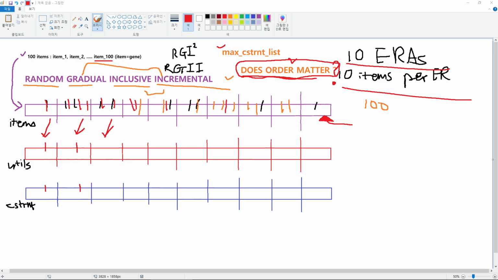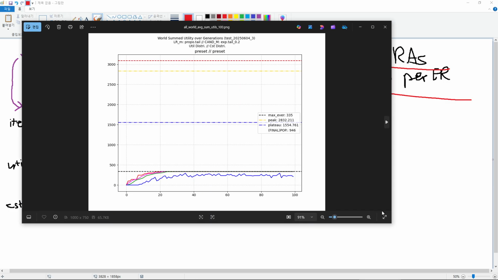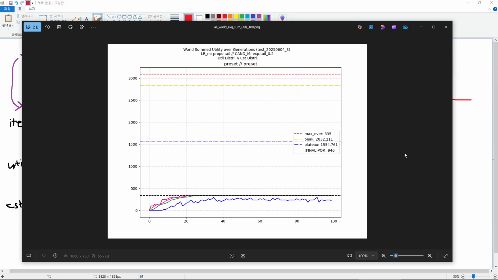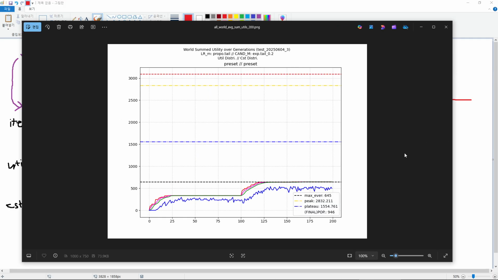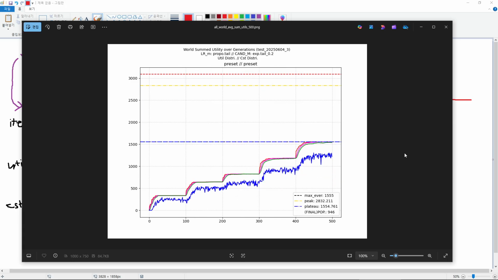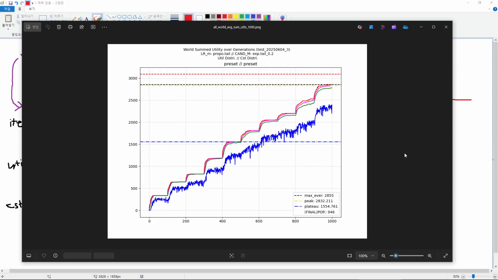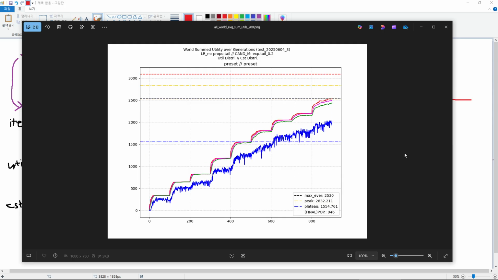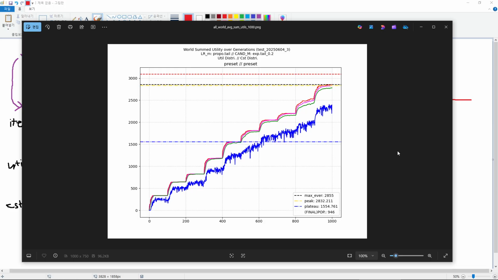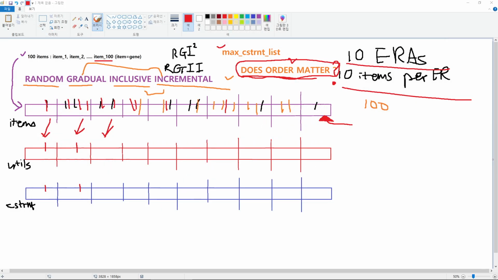And when we have a look at the sum utility scores for the world, second generation, the second era, third era, fourth era, fifth era, sixth era, seventh, eighth, ninth, 10th. No, this is 10th at the end of the final era, and the maximum ever was 2855. So it was a bit unlucky, but it doesn't seem to stray far off from the previous setting.